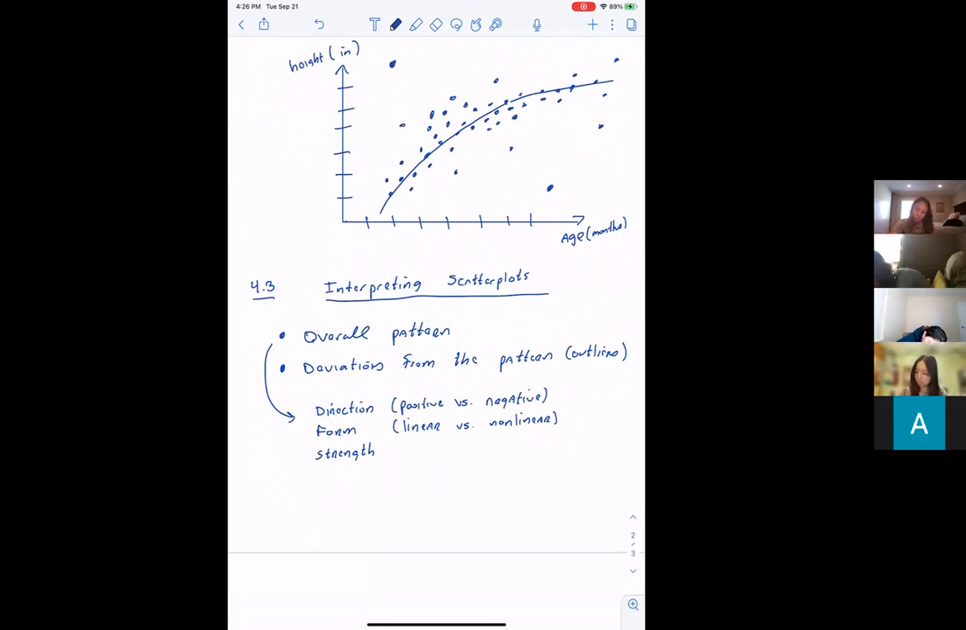And then strength is how strongly does it follow the pattern that we are suggesting. Like for our example, would you say that our example is linear?